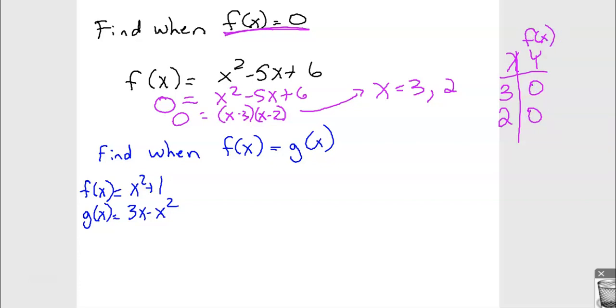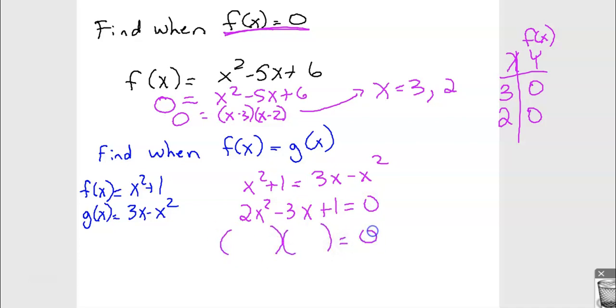And then this one right here, find when f of x equals g of x. So in other words, you're going to take these two functions and set them equal to one another. And then solve this. So here we're going to get 2x squared, let's see, minus 3x plus 1 equals 0. So here then we get x is 1/2, we get x is 1.